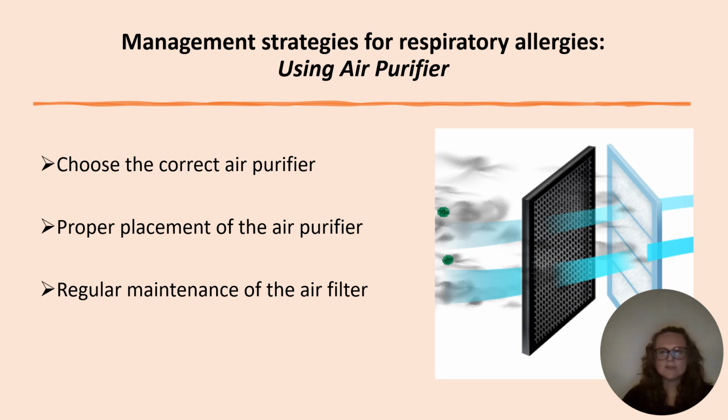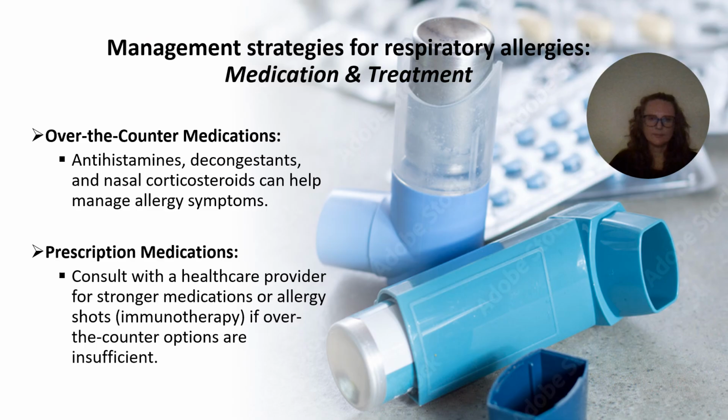Using air purifiers. When choosing an air purifier, we want to select one with a HEPA filter, which can capture small particles like pollen, dust mites, and pet dander. We want to make sure we are properly placing the purifiers in common living areas and bedrooms to effectively clean the air where you spend the most time. And regular maintenance, regularly cleaning or replacing the filters according to the manufacturer's instructions to maintain effectiveness, is extremely important.